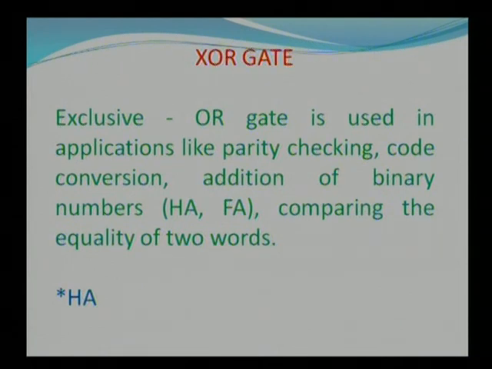There is another circuit for more than two inputs, that is three inputs. If you have three inputs, then the circuit becomes a full adder, and the half adder and full adder are circuits for addition. Comparing the equality of two words, you can use the XOR gate. Let me show you how to implement the XOR gate, or how to implement this half adder using the XOR gate, on the board.